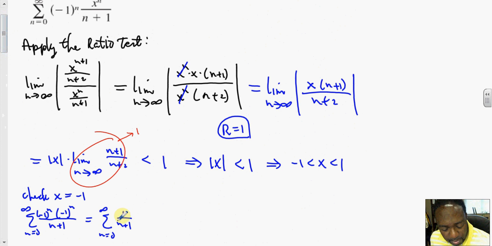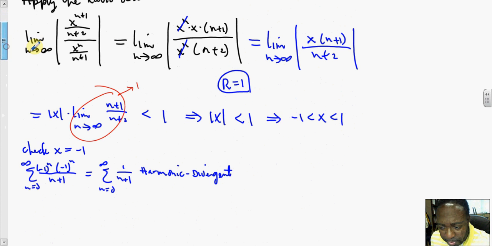This is a P series, divergent, or harmonic, right? So the whole series is divergent at x equal to negative 1. We're checking the endpoints.